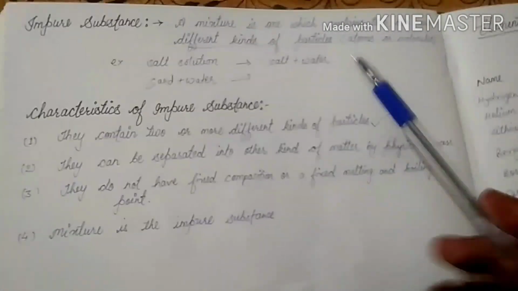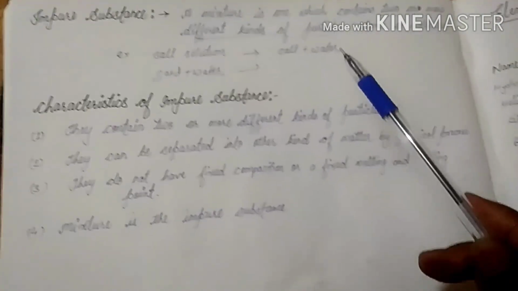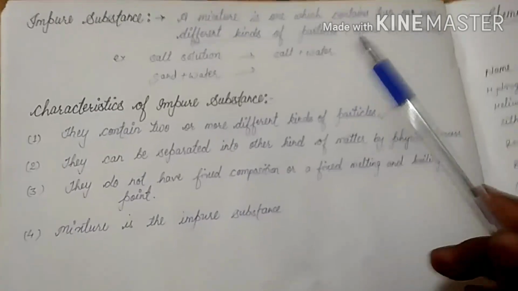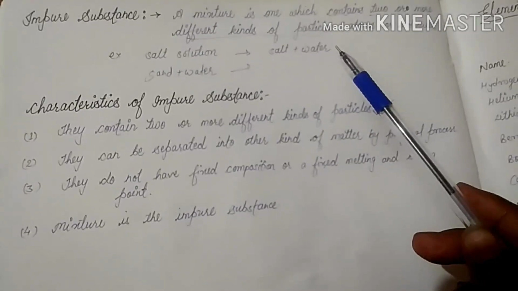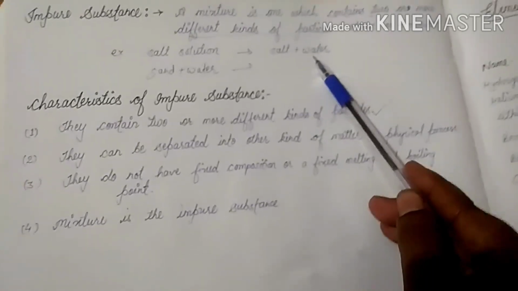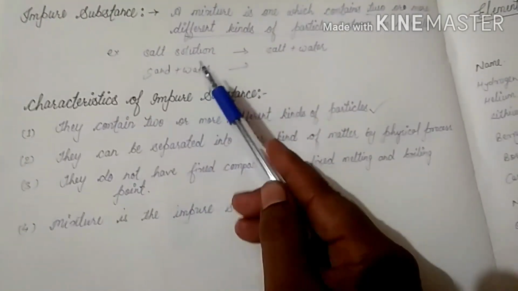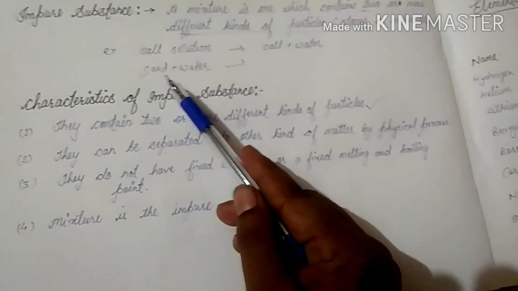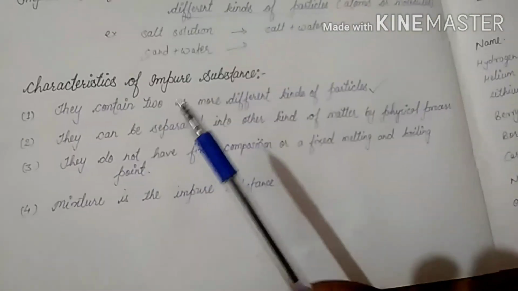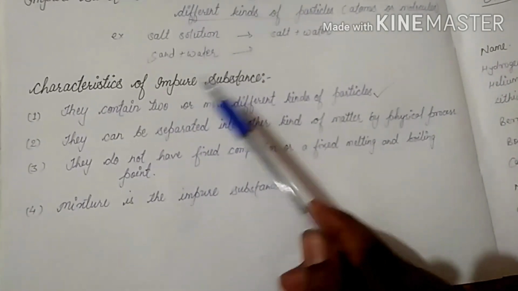Okay. See, children, the nature of an impure substance, meaning a mixture, can be the same or different. If the nature of the substances is the same, it will be homogeneous, and if the nature of the substances is different, it will be heterogeneous. Now see the characteristics of impure substance.